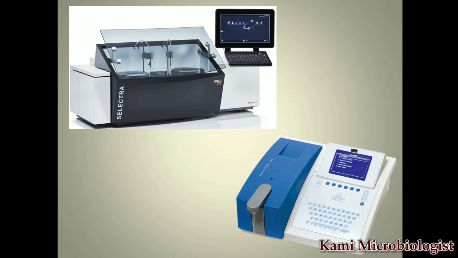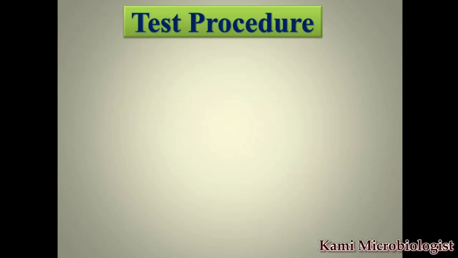Remember guys, the test can be run with this machine, that is the advanced one, and with this machine, that is the semi-automated machine. We can say these two are the chemistry analyzer machines. So you can run the test with either machine. Let's see the test procedure, how to perform that test.